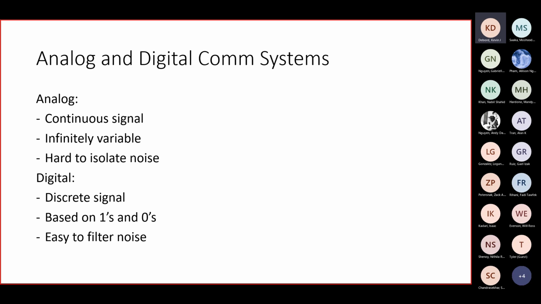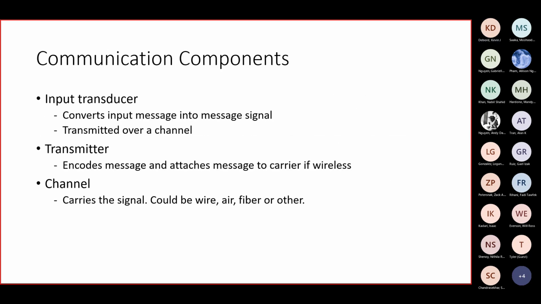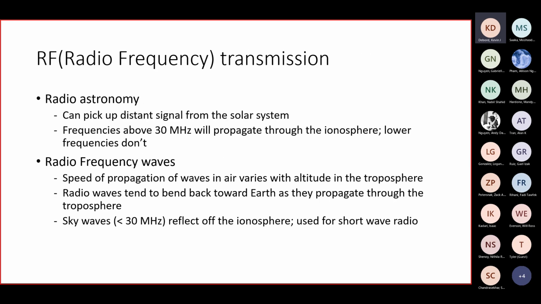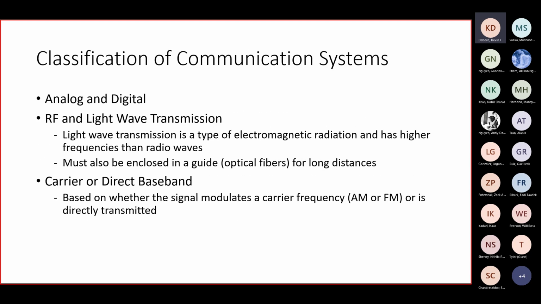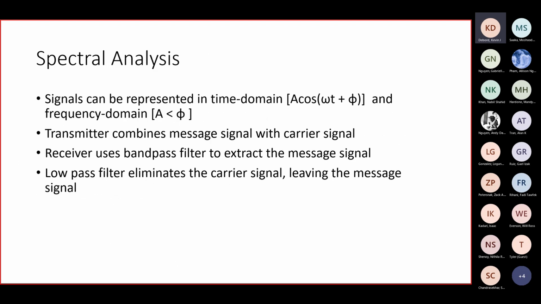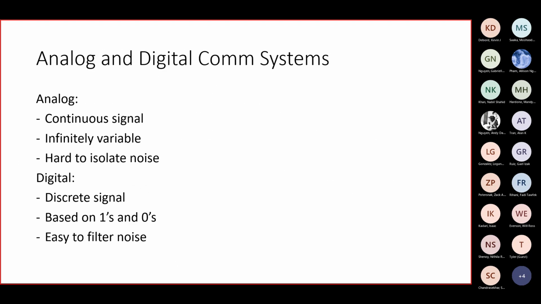Okay, so do we have any questions about our previous stuff? Because now we're going to move on into analog and digital communication systems. For clarification, we just went over, I think, carrier and direct baseband. Yes, we just went over carrier and direct baseband. And now we're going to go over analog and digital. So if we don't have any more questions, I'm going to move on. All right, sweet.